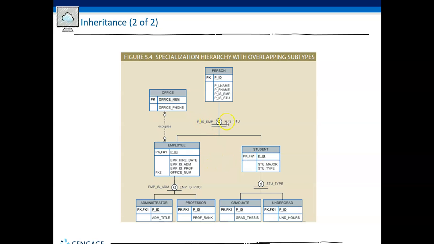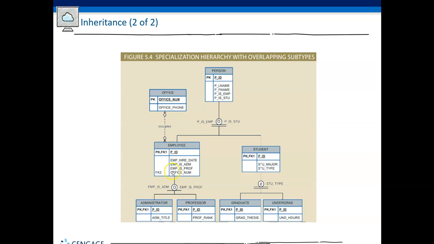So that's why it has P is imp and P is stu here. That's how you decide which one of these two you fall into. And then inside of that, there's further subtypes. So an employee could be an administrator or a professor. And a professor can administrate, apparently, because this is O. And you could have an employee who's neither one of these. So you could maybe have janitorial work or admissions or financial aid or whatever.